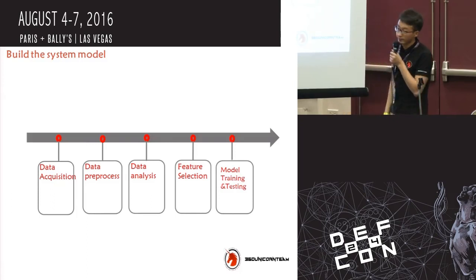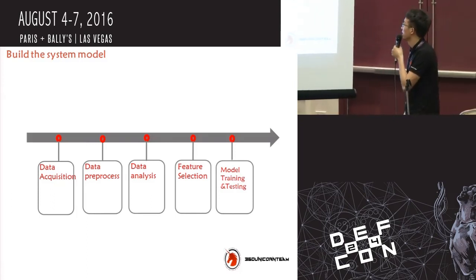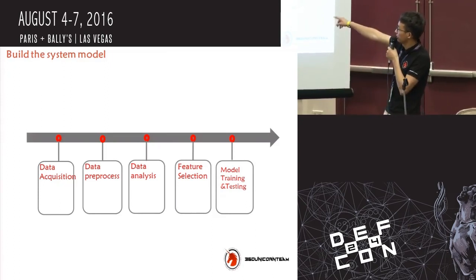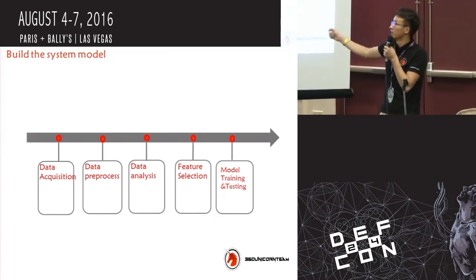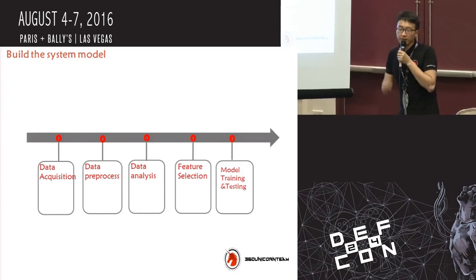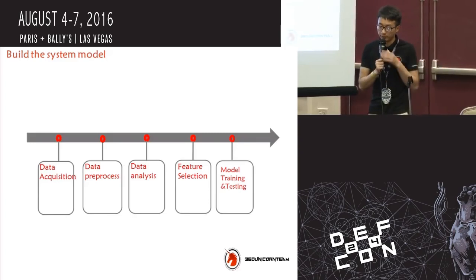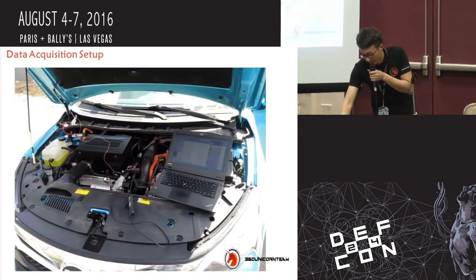The whole process of building the mathematical model is like this. You acquire the data from the CAN bus, and then you do some pre-processing on the data, and then you analyze the data, reverse engineer it, and select the features that are related to each other. You train the model, and then finally you test it. So this is the procedure.